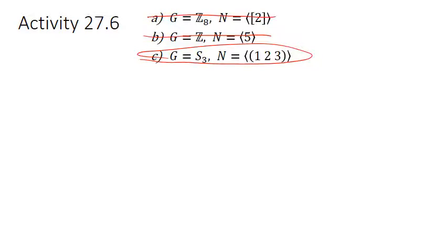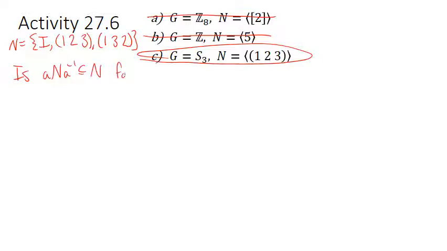I don't know how well you guys remember this from other times that we've talked about the symmetric group, but this subgroup that's generated by (1 2 3) is just the identity, then (1 2 3), and then (1 3 2), and then that's it. So that's the n in question here, and then we want to see: is a n a inverse a subset of n for all a's in the group?